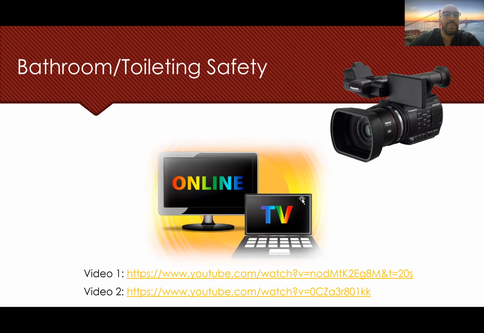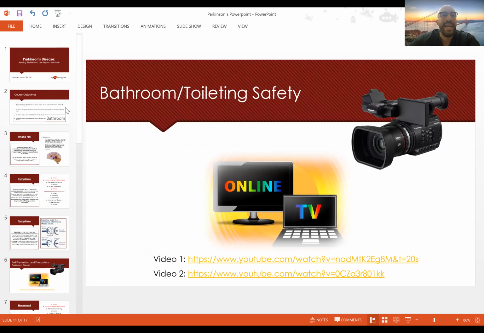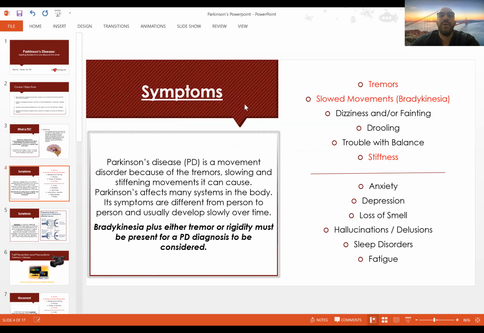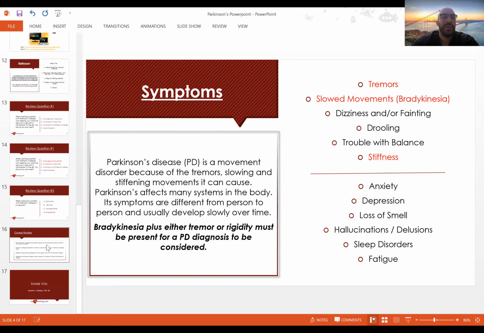We talked about the three main symptoms that are present before a doctor issues a diagnosis of Parkinson's disease: tremors, slowed movements, also known as bradykinesia, and stiffness. But some of the other symptoms you may see: dizziness, drooling, trouble with balance, and then some of the psychological symptoms: anxiety, depression, fatigue, sleep disorders, right? Those are the things we talked about.